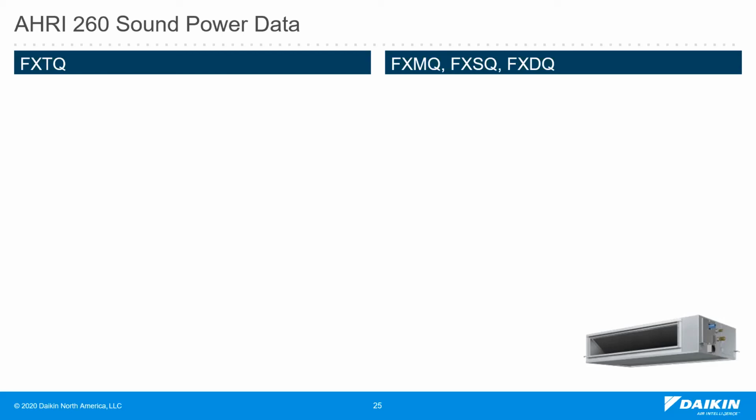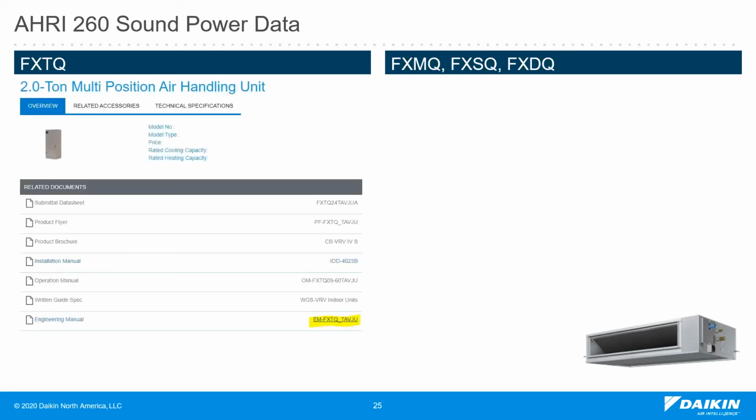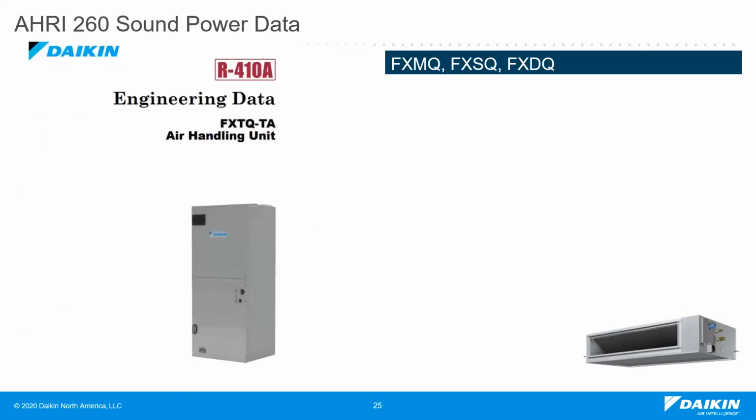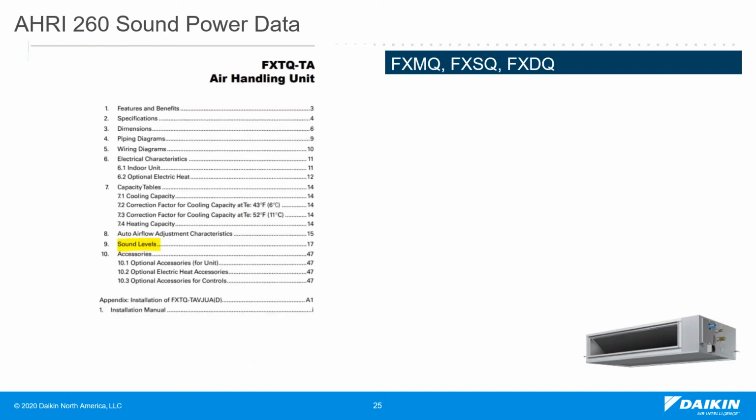If we go on to Daikin City, this is what it looks like for that particular model number, the FXTQ24TAVJUA. If we type that in, this is what we get. At the very bottom of the related documents, you'll see the engineering manual, which I referred to earlier. This is where the information for the sound data is contained. This is the front page of the document, and within it there is a section called sound levels.